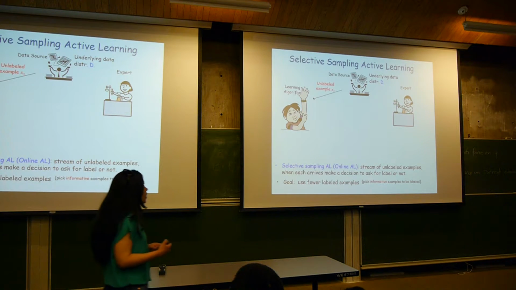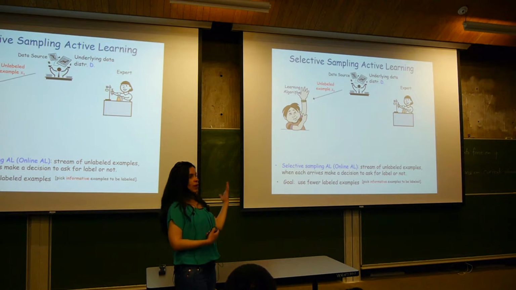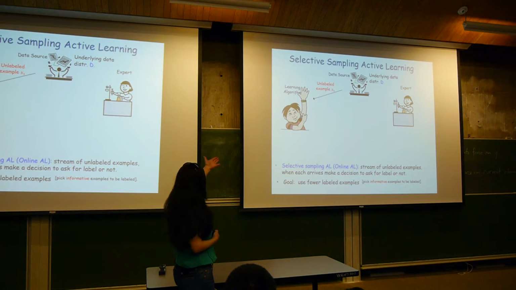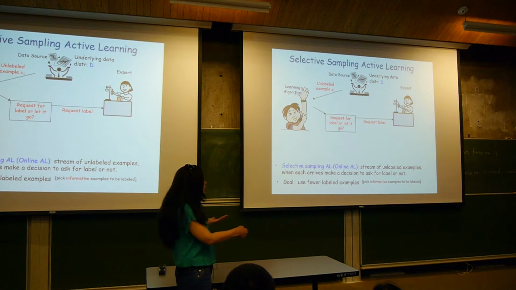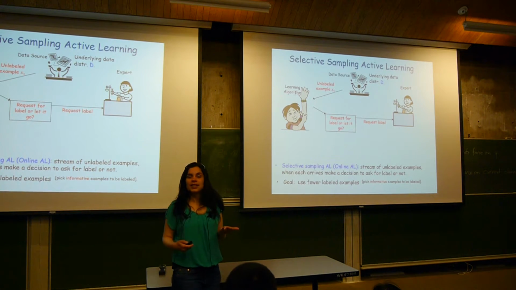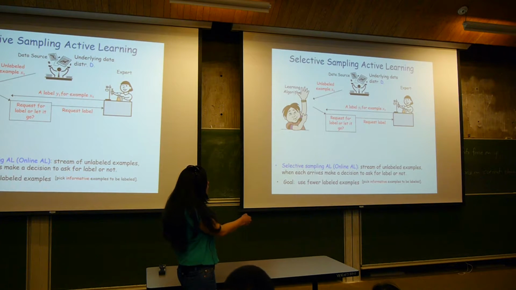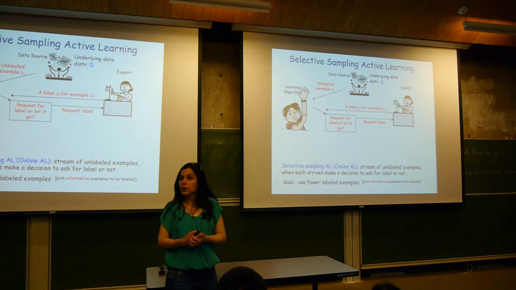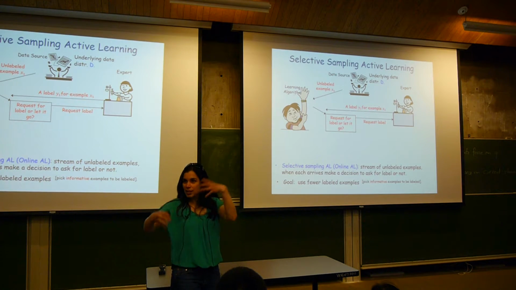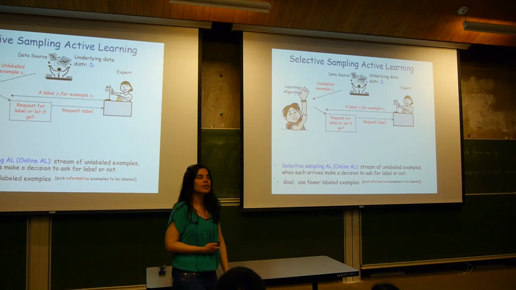Pictorially, here is a picture. The first unlabeled example, x1, comes in, and the algorithm has to make a decision: should I ask for the label or not? Let's say it asks for the label, then the question goes to the expert. The expert gives a label, y1, for this unlabeled example x1. Then the algorithm uses that label to do some computations and update its internal state.